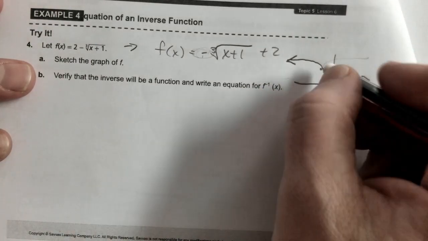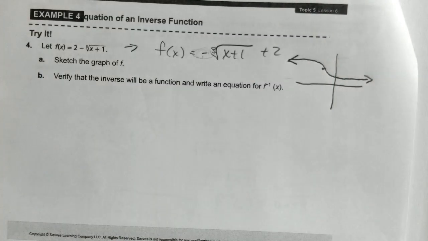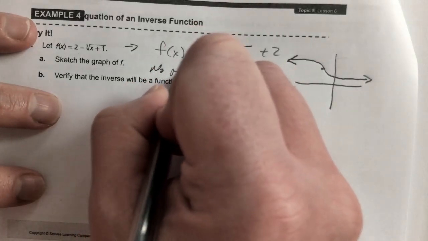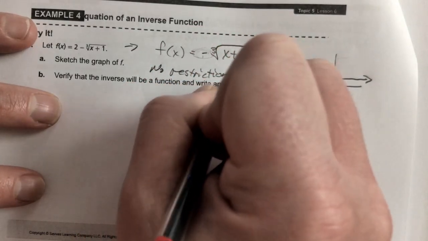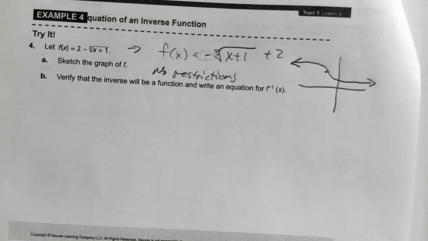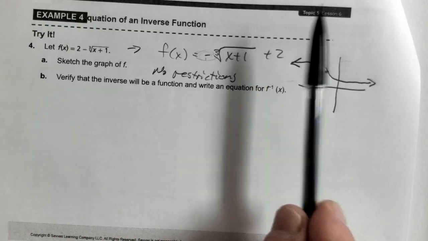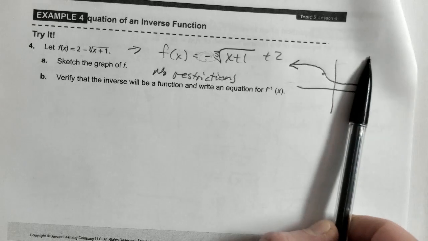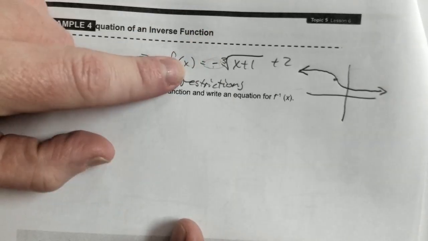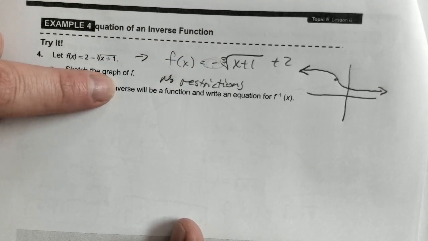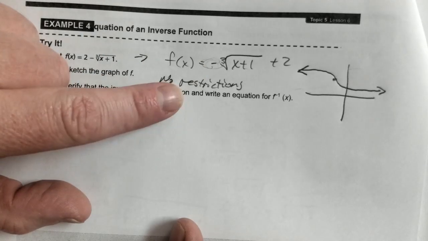So that's the function. Any restrictions on our domain or range? No. So I'm just going to make a note, no restrictions. I don't even need to write out my domain and range because it's all real numbers. So, did we verify that the inverse will be a function? Not fully. Does this function pass the vertical line test? Yes. Does this function pass the horizontal line test? Yes. So there are no restrictions. It passes both the vertical and horizontal line test, so we verified that the inverse will indeed be a function.